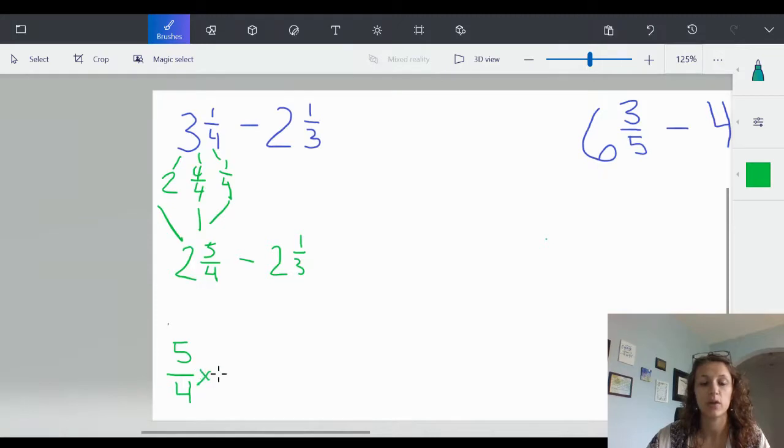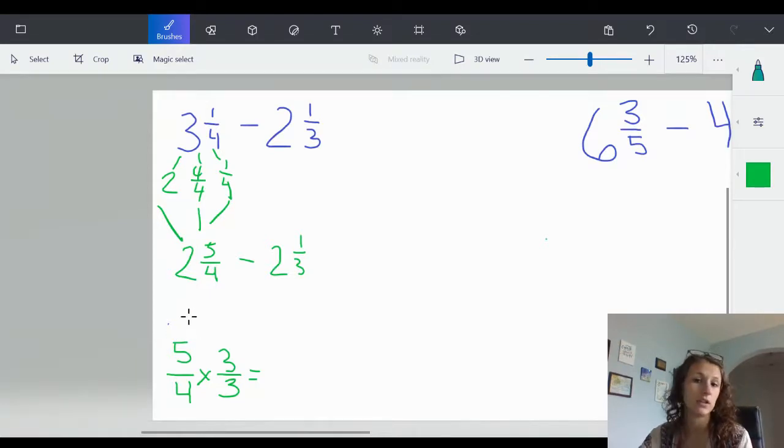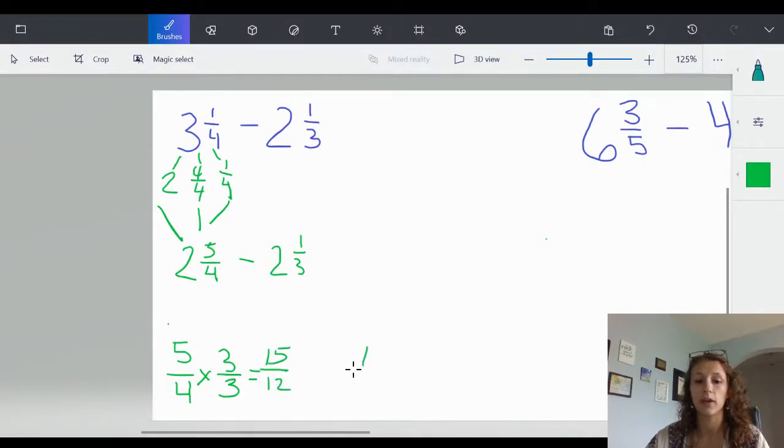To change my fourths to twelfths, I would have to split each of my fourths into 3 parts. My identity property of multiplication reminds me that when I multiply by a version of 1, in this case 3/3, my value does not change, only my representation. So 5 times 3 is 15, 4 times 3 is 12. Let's do that with 1/3. For 1/3, I would have to multiply by 4/4, splitting each of my thirds into fourths to get 4/12.